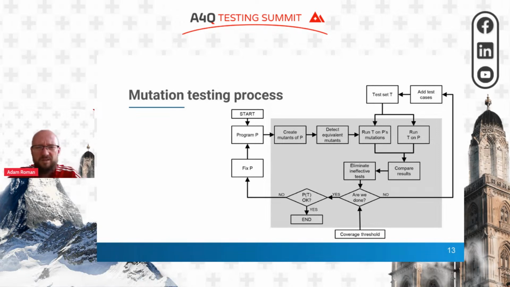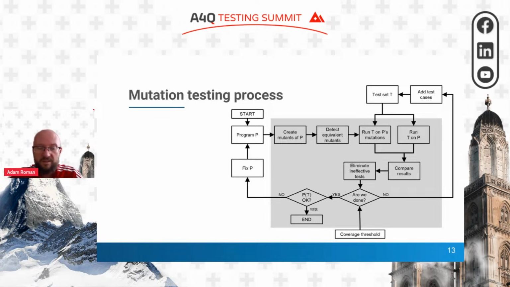The process looks like this. I won't go into details, I talked about this process a little bit earlier. In general, we have our program. We create mutants for this program. We can detect so-called equivalent mutants, I will talk about them later. Then we run our tests both on the original program and on the mutants, and we compare results.